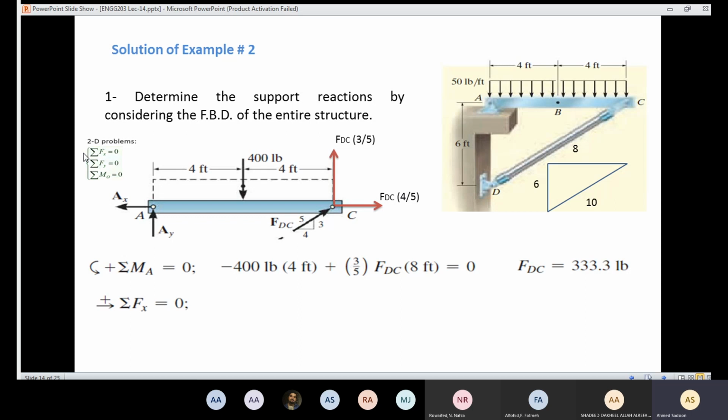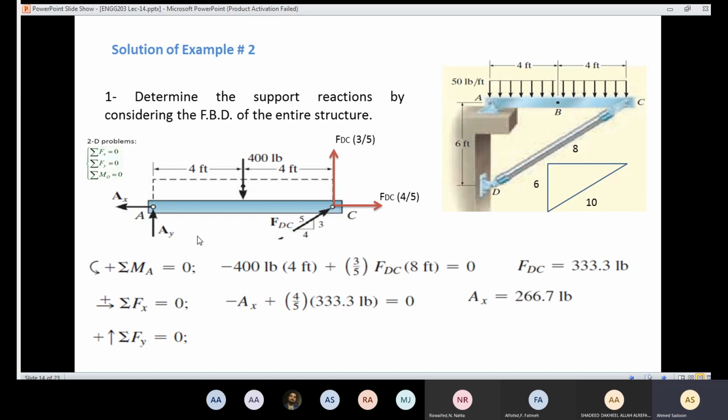Now I can use the summation of the forces in the x-axis equals 0. Then I have that one, and I already know FDC, which is that number. If I apply that equation, I'm going to end up with only one unknown, which can easily be solved, and AX came out to be 262.7 pounds. Now I can use equation number 2, which is the summation of the forces in the y-axis. Again, now I have the value of FDC, which is that number here, so easily I can apply that formula.